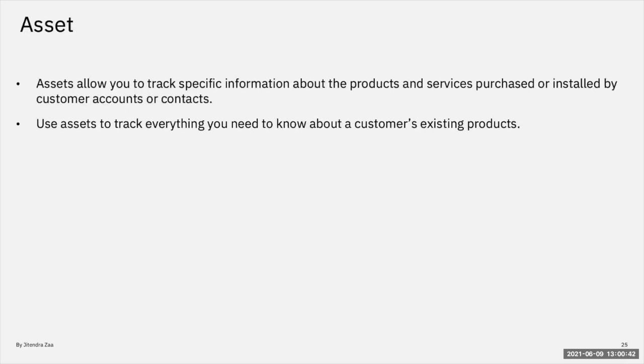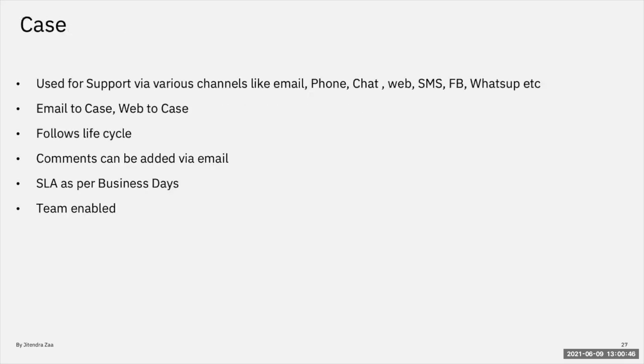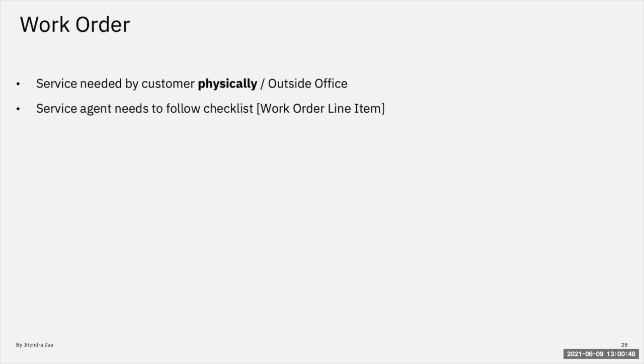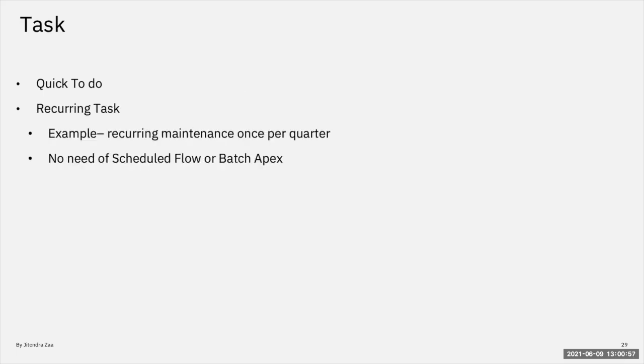Okay. So I have asset, entitlement, case, work order, task. Task is extremely important. This is kind of the small fish we normally ignore, but have you guys seen the requirement about maintenance? An asset needs maintenance once in a quarter, once in a year. We create a custom object, we create a batch job, but really the recurring task could be the easiest solution there. So don't ignore the task object.